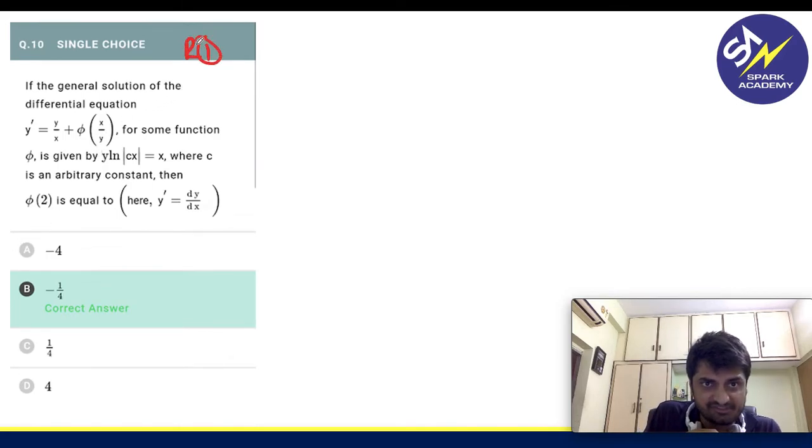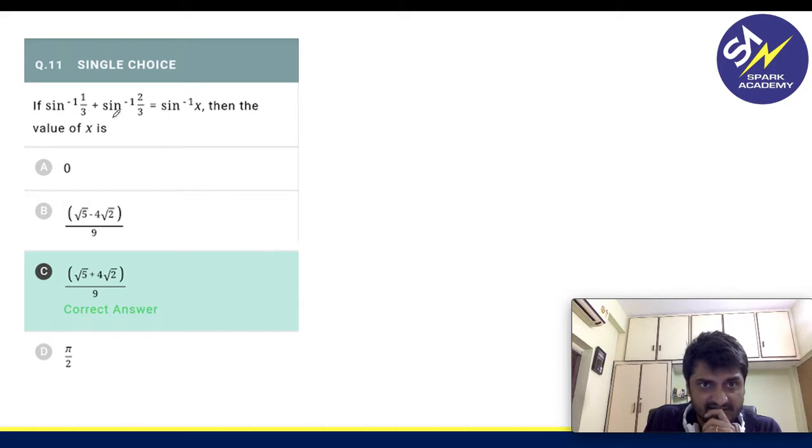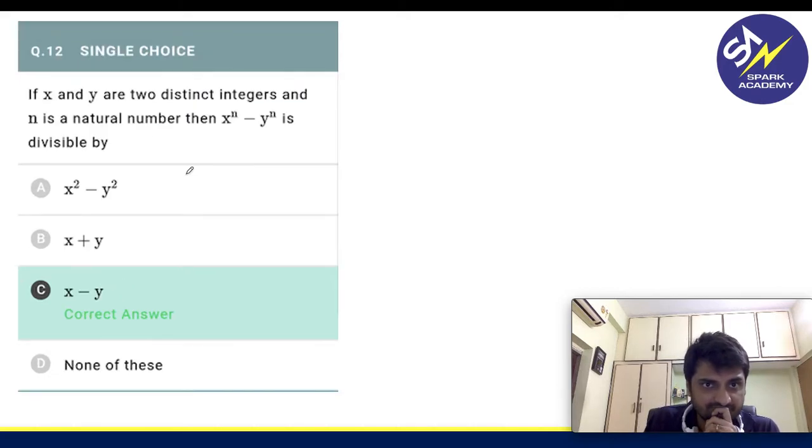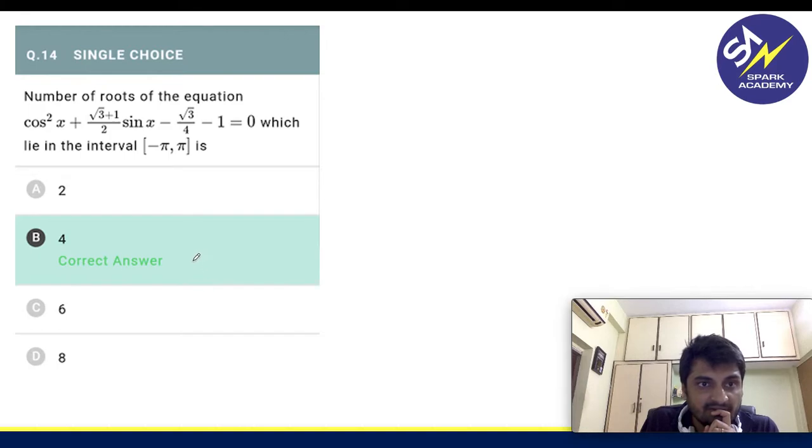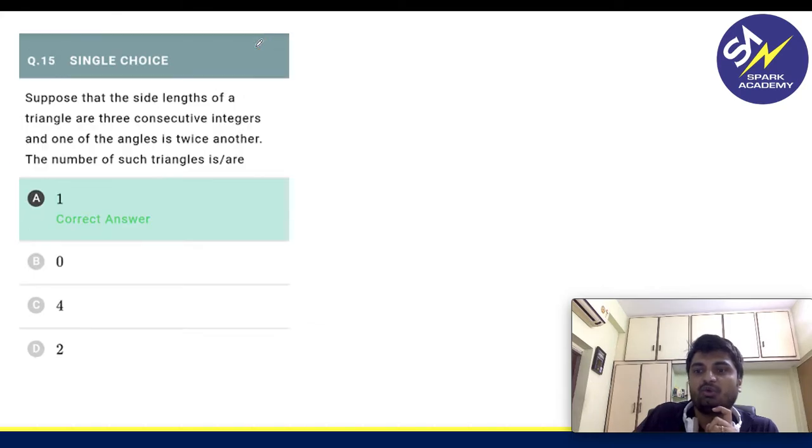Simple differential equations, round one. Simple inverse trigonometry based, it's round one. Distinct integers divided by, so it is round one, mathematical induction. Area bounded by the curves, and they gave a y value, so might be a little tricky, guys. So we will take it as round two. Number of roots of the equation which lie in the interval, so they are asking general solutions, so probably I'll take a round two.